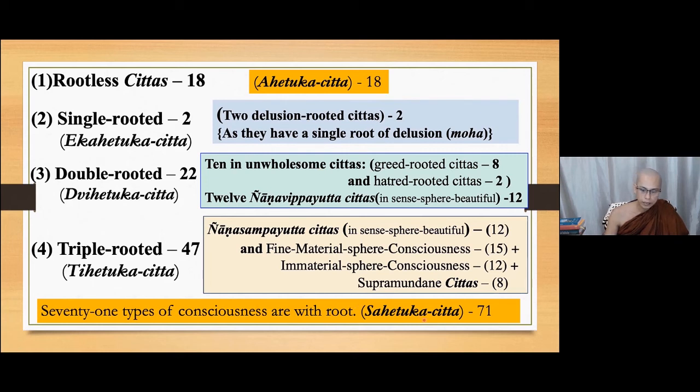And the 71 Sahetuka Chittas are compared to trees with roots, firm and stable. This is the explanation from the Abhidhamma Sangaha, and you can read the Comprehensive Manual of Abhidhamma for more understanding. Again, there are the two sessions of Vedana Sangaha and Hetu Sangaha. For today's lesson, we finished two sessions of chapter 3. The rest we will continue in the next lesson. So I'm going to stop my explanation here. We continue to the Q&A session and discussion.